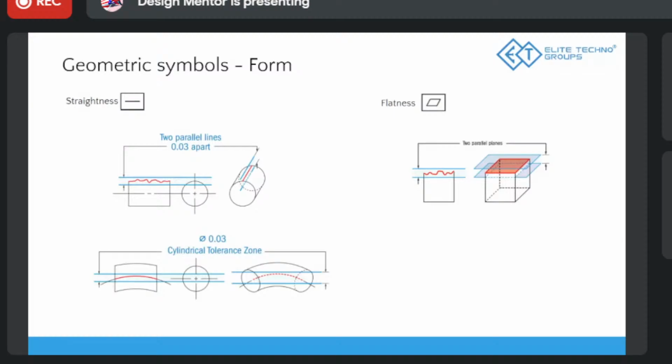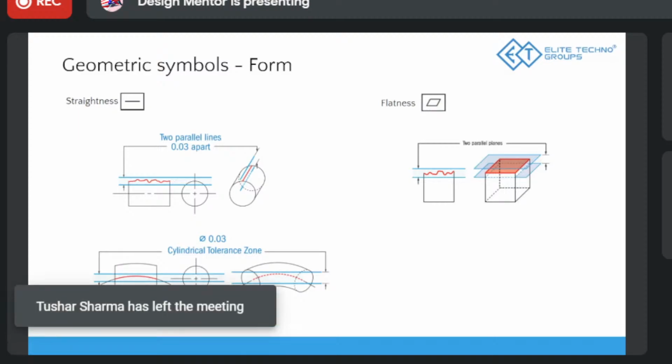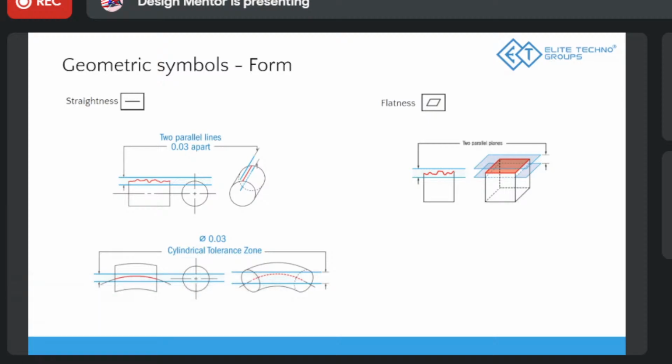If it is going beyond the lines, it means it's not passing the test of straightness, whatever preciseness of the straightness you have given. Because whatever part you design, if you look at it at a microscopic level, there will be hills and bumps. It's not fully plain and smooth.